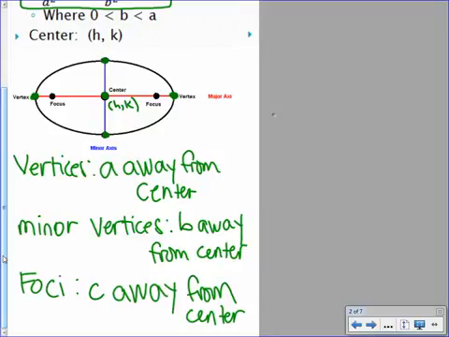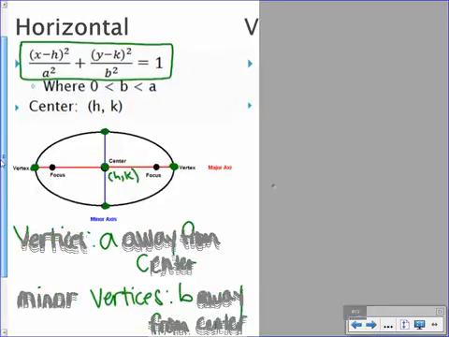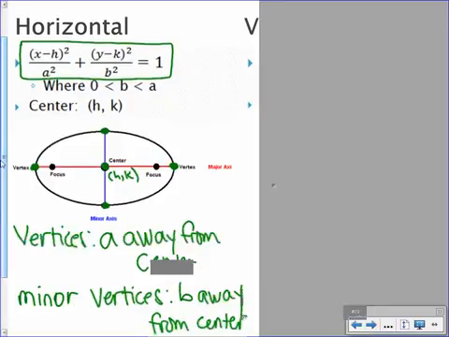Okay. Take 5 seconds, 10 seconds, and make a prediction about what's going to be different in the equation if this is going to be a vertical ellipse. 10 seconds, go.